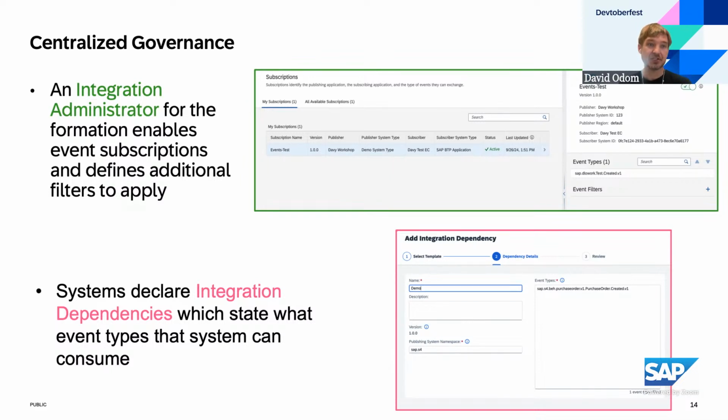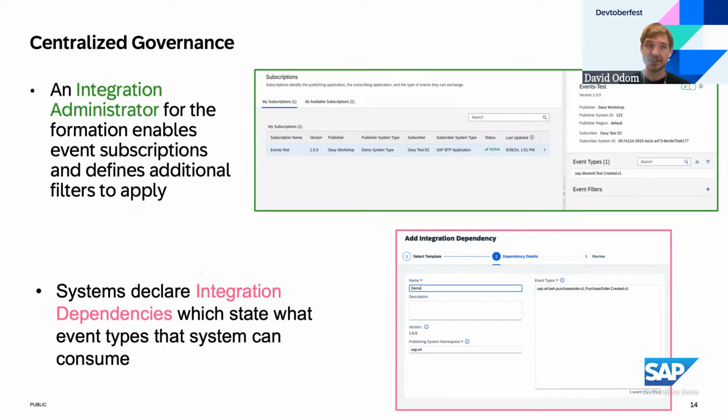But for other systems, they can declare these integration dependencies, and they state what event types that system can consume. So we see an example here in the pink box of adding an integration dependency saying, this system can consume events from S4, and they can consume these purchase order created events. And you can note here that this isn't specific to one individual S4 tenant. This is just saying a general knowledge, what type of events can be processed.